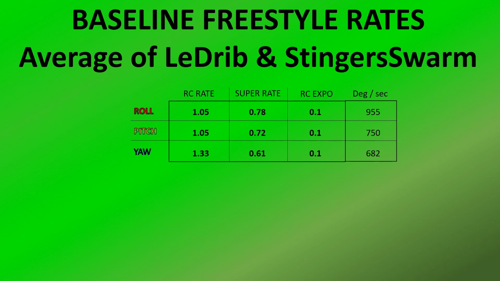My personal recommendation would be to start the max degrees per second for your roll and pitch approximately the same, at around 750 degrees per second. So what I would do personally is I would make this roll rate, super rate, and expo to be exactly the same as your pitch and go from there. However, that's totally up to you, but that's what I'm going to do as a baseline. And honestly, those aren't that far off from the default values.